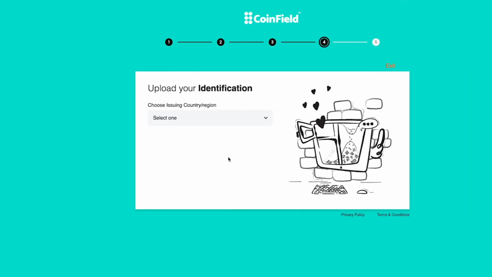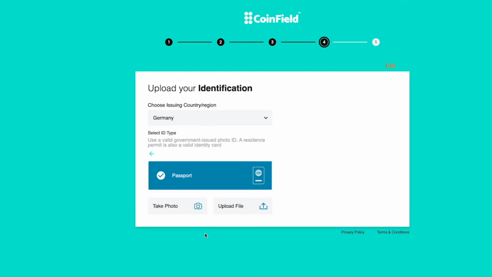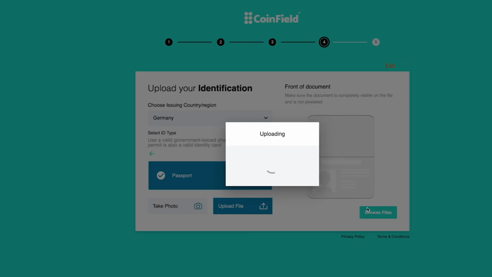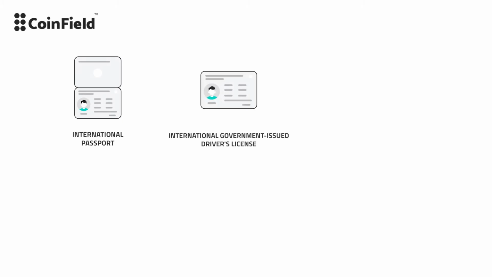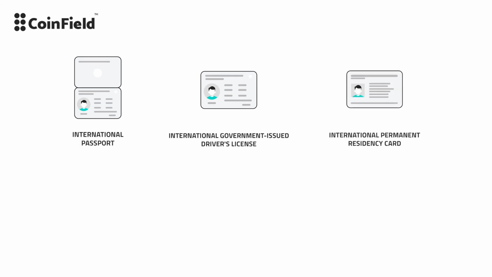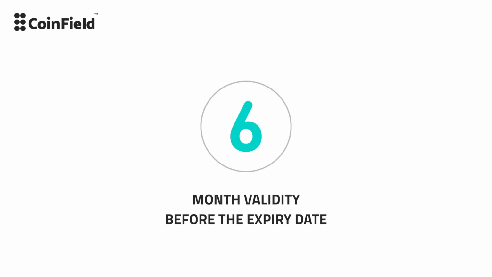Step 4. Upload your identification document. Please select the issuing country and make sure that it contains your photo, full name, date of birth, and your signature. The acceptable identification documents are International Passport, International Government-Issued Driver's License, International Permanent Residency Card, International Citizenship Card, National ID with photo. Your identification document should have at least 6 months of validity.